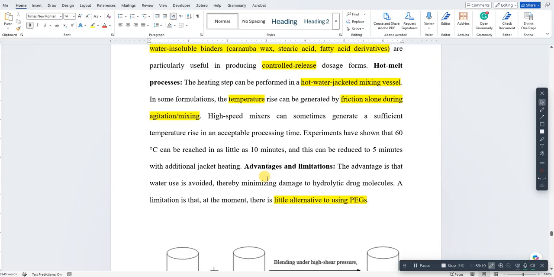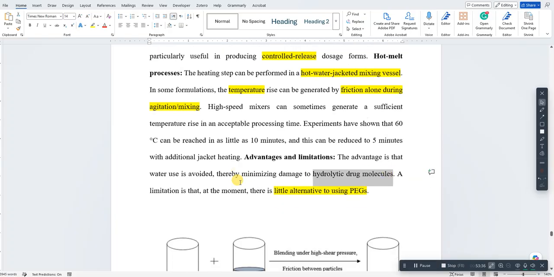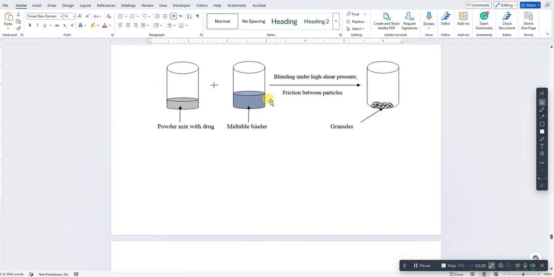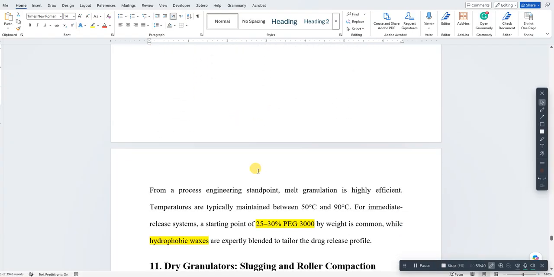The limitation of this process is that we don't have many materials or many polymers that we can use for such a process. But the advantage is that we do not use any liquid. This is what you see.